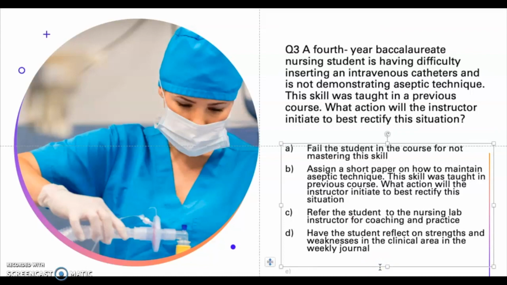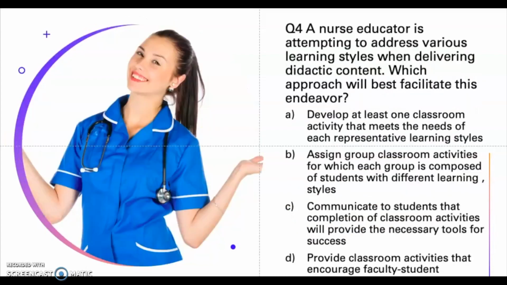This is question number 3. So the correct answer will be C. If the student was taught this procedure and they forgot it, refer the student to the nursing lab for coaching and mentoring. Question number 4.